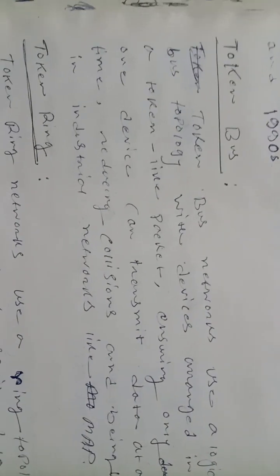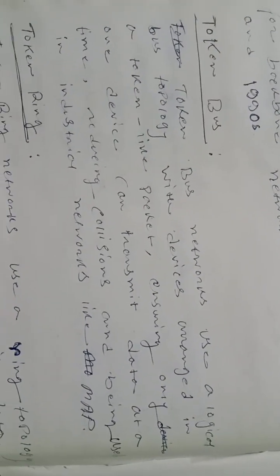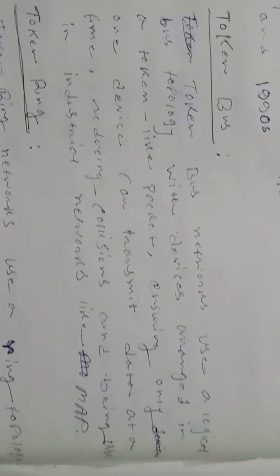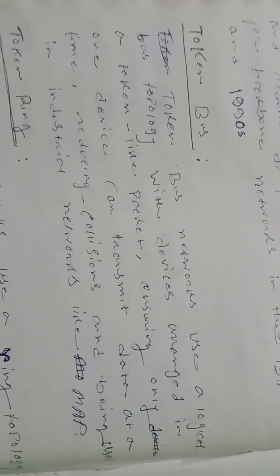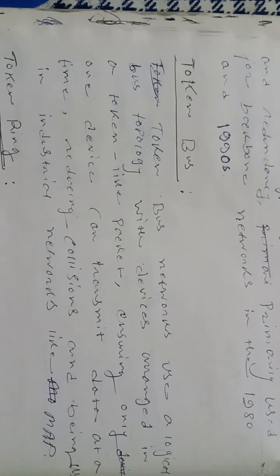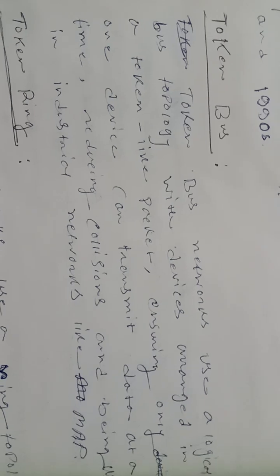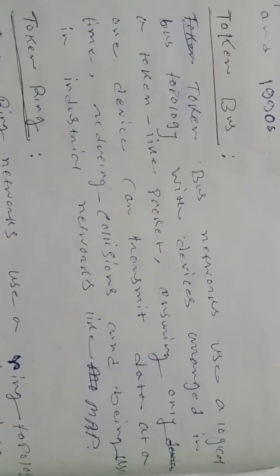Let's see one again, token bus. A token bus network is a logical bus topology with devices arranged in a token passing order, ensuring only one device can transmit data at a time, reducing collisions, and being used in industrial networks like MAP.